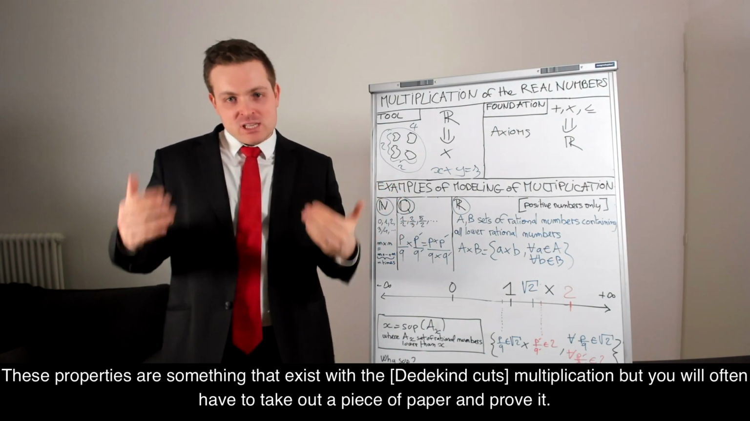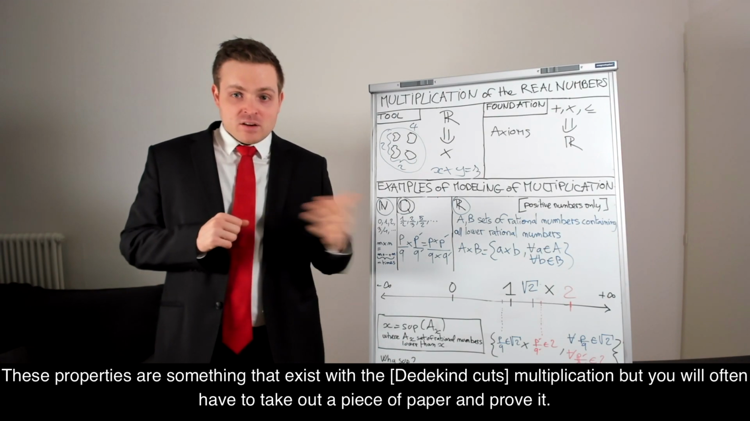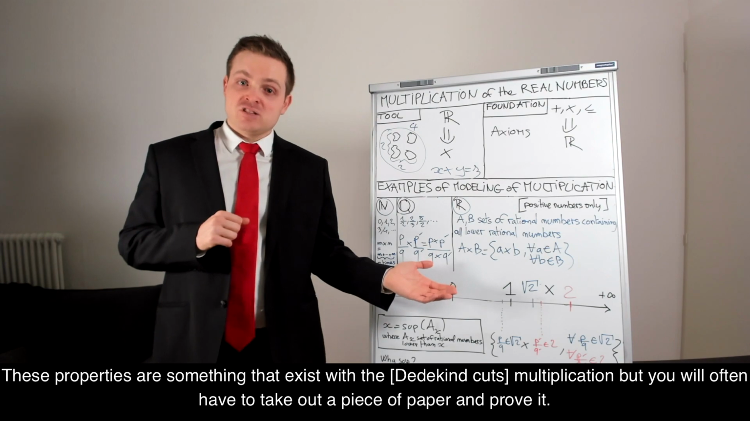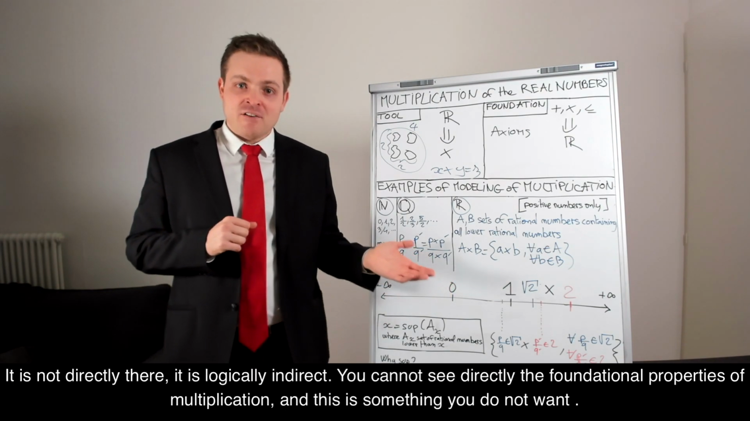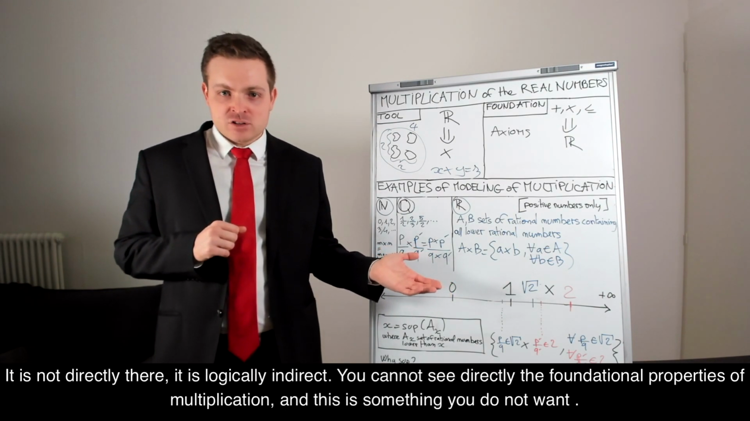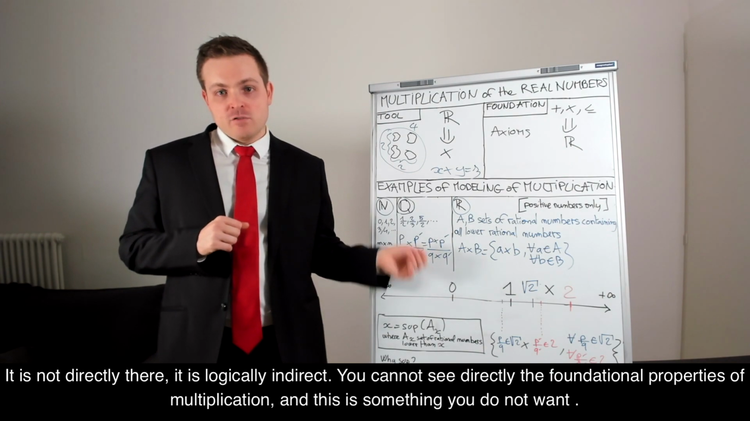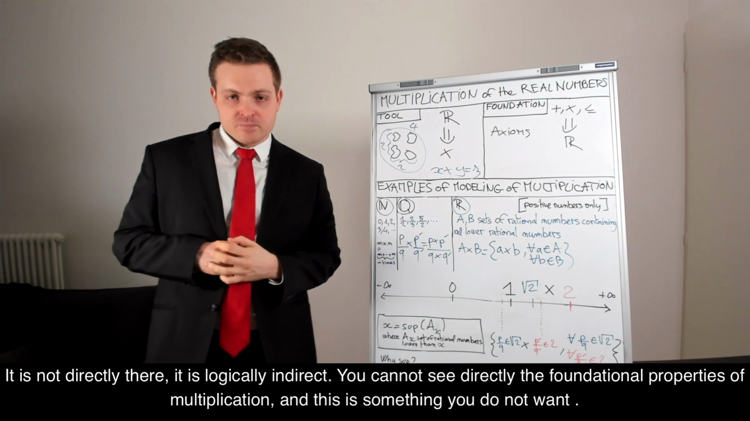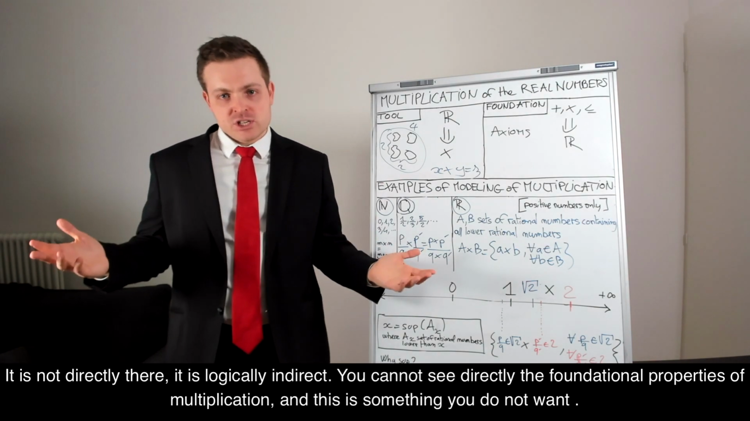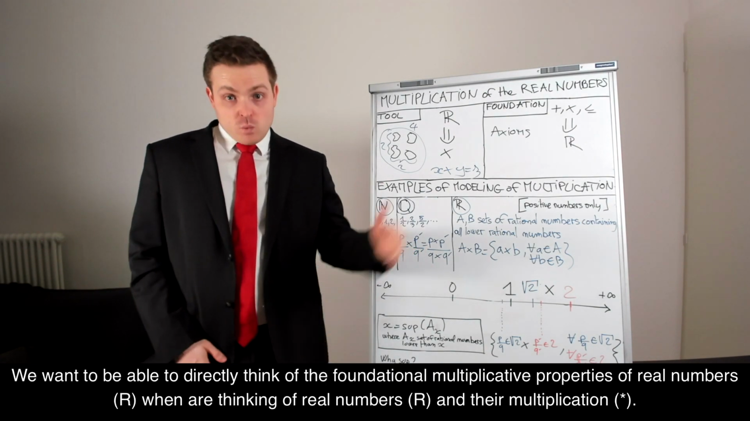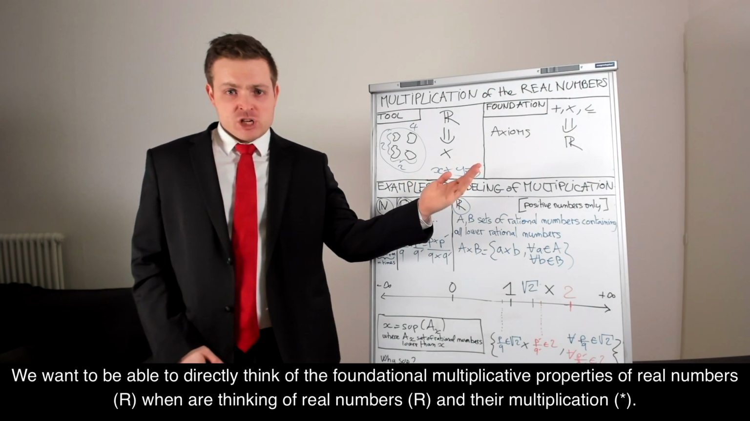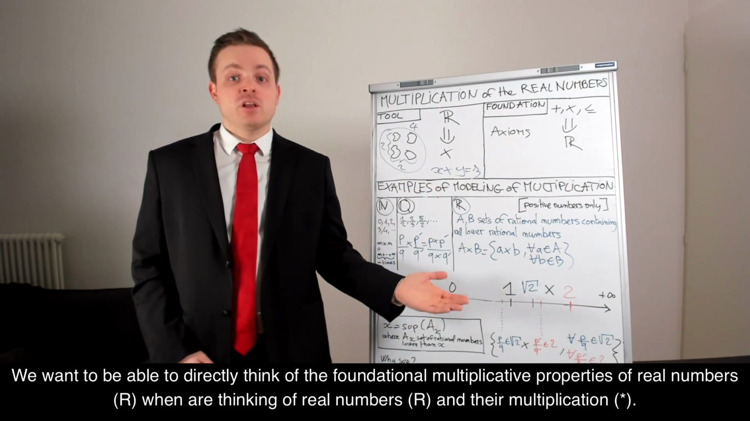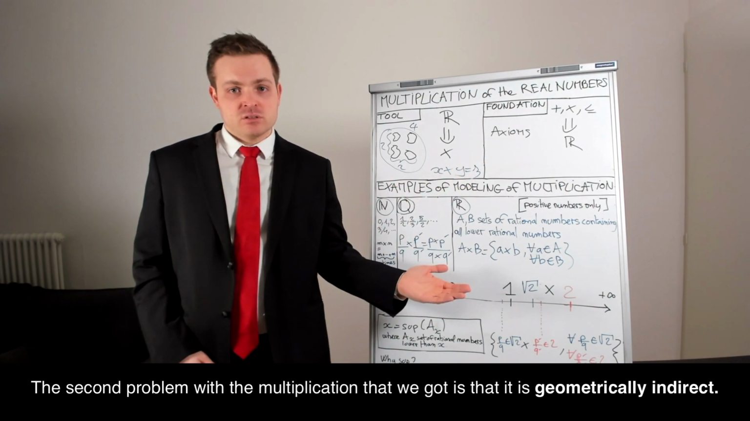So these properties exist with multiplication, but you will often have to take out a piece of paper and prove it, which means it's not directly there; it is logically indirect. You cannot see directly the foundational property of multiplication. This is logically indirect, and it's something that we don't want. We want to be able to directly think of the foundational multiplicative properties of real numbers when we're thinking of real numbers and their multiplication.